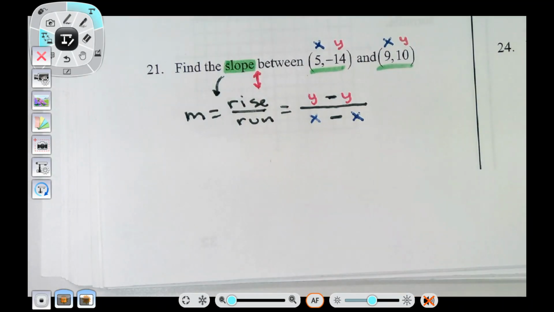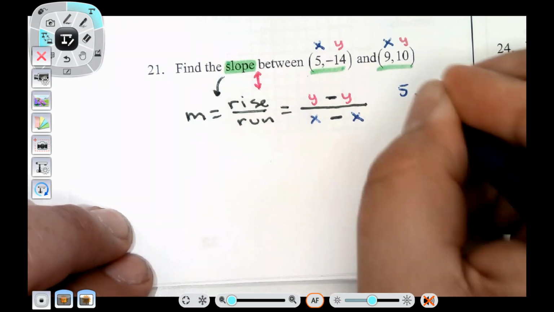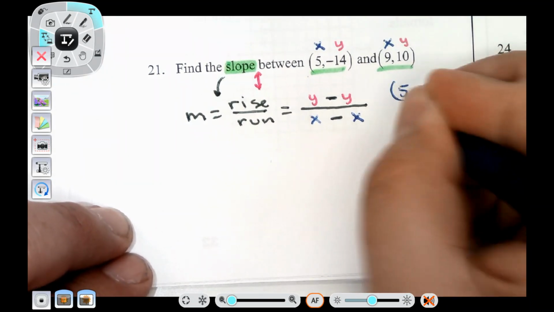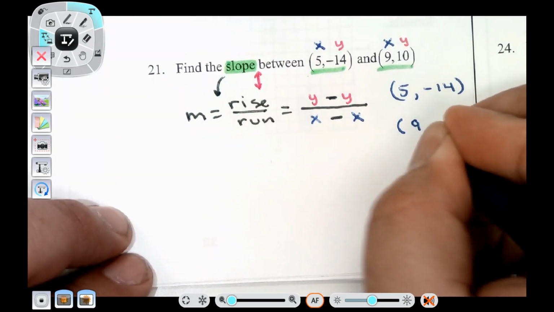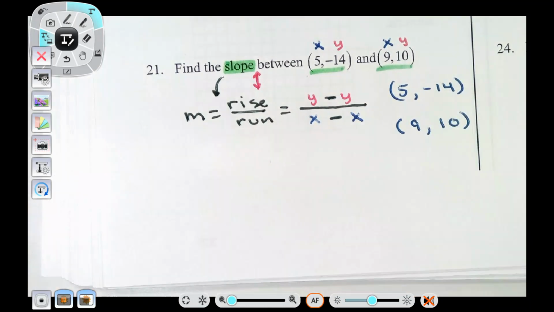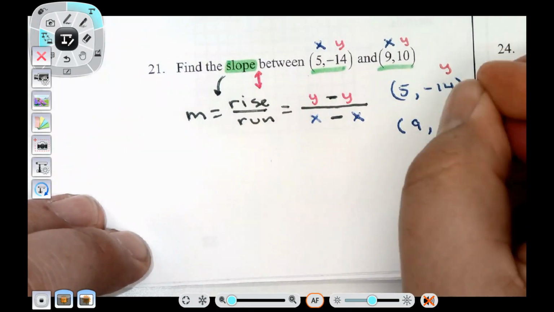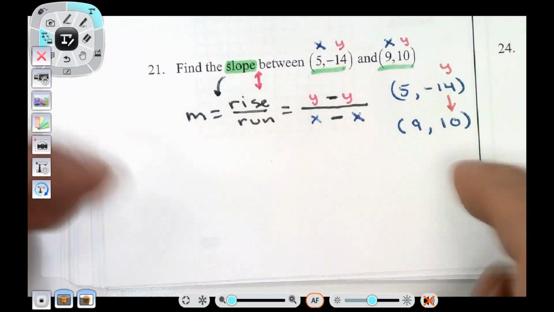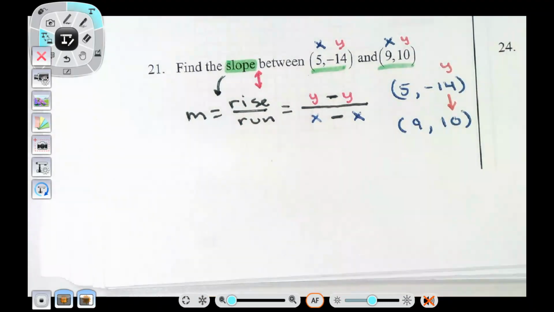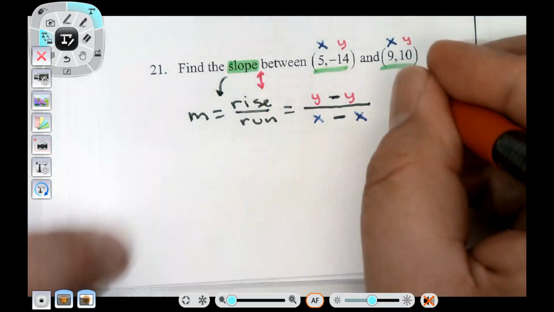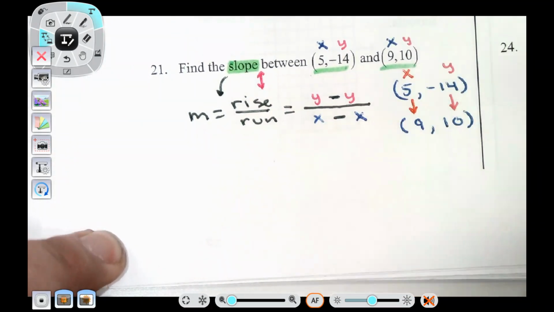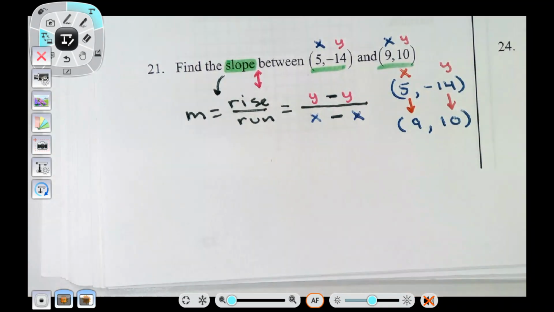But to organize it and to make sure that we put things in the right order, one of the things that we did in class was we wrote the points one on top of the other. We wrote them like this. Because now all I have to remember is the y's are on top, and I'm going to go in that order. The x's are going to be at the bottom, and if my x's are at the bottom, well, I'm also going to go in that same order, and that was the key.